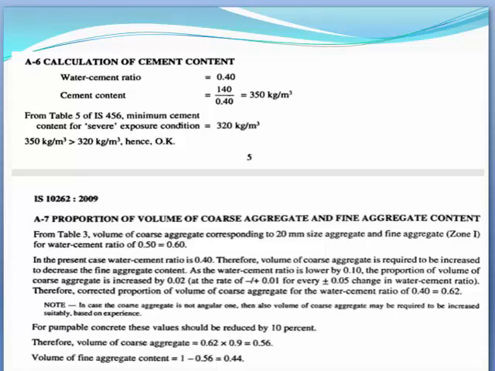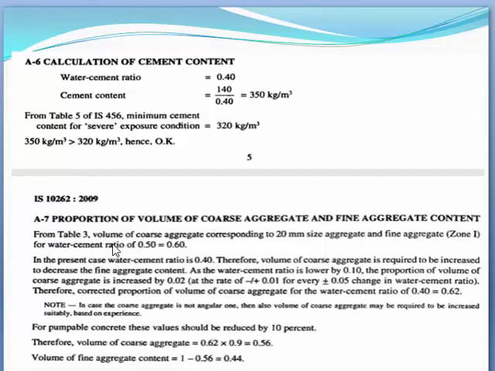So moving ahead to the next step, it is the calculation of the proportion of volume of coarse aggregate and fine aggregate. Now we have to calculate the volume of coarse aggregate and fine aggregate content. So for this, students, from table 3, volume of coarse aggregate corresponding to 20 mm size aggregate and fine aggregate conforming to zone 1 for water cement ratio 0.50 is 0.60. Now 20 mm aggregate size we are having, right?